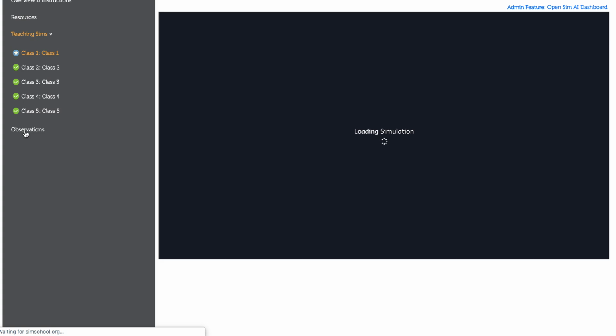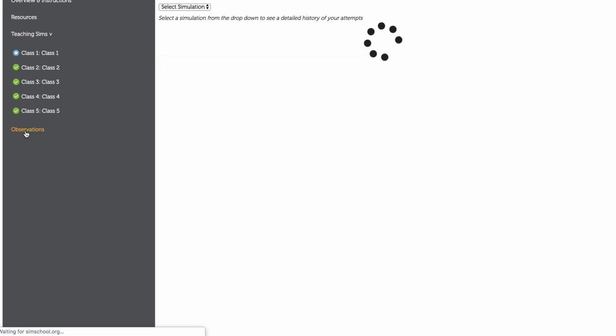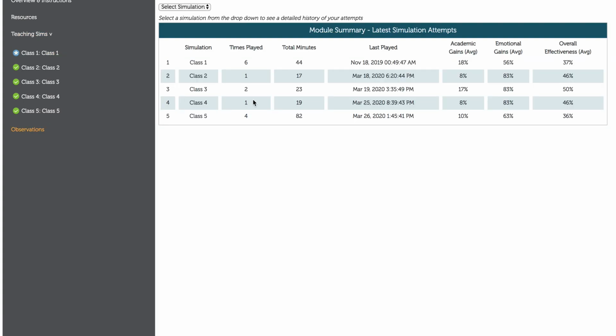This has been a particularly difficult class for me to teach. The students are really prone to raising their hands a lot, and you'll notice when you look at my record over time that my academic gains were much lower than my emotional gains.